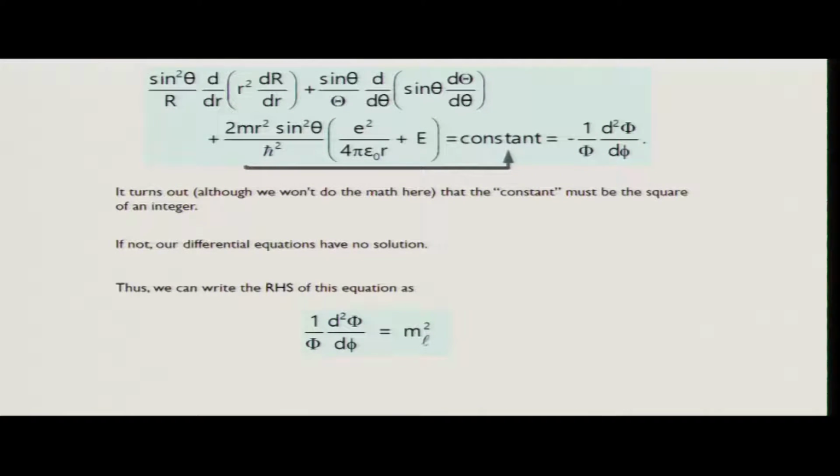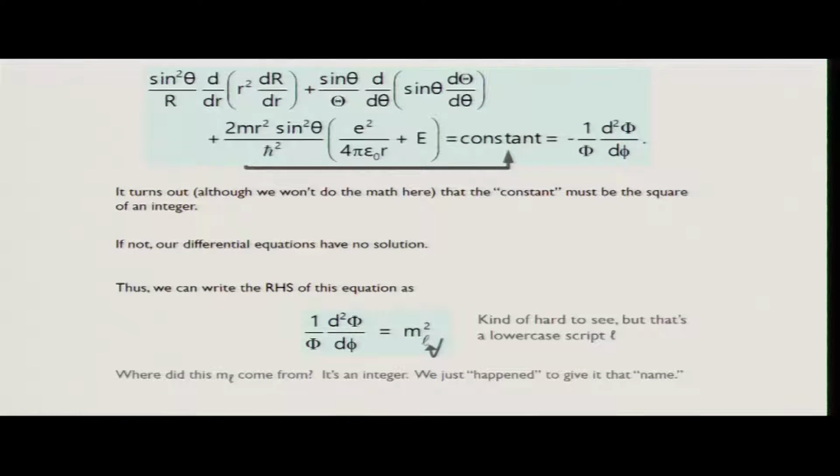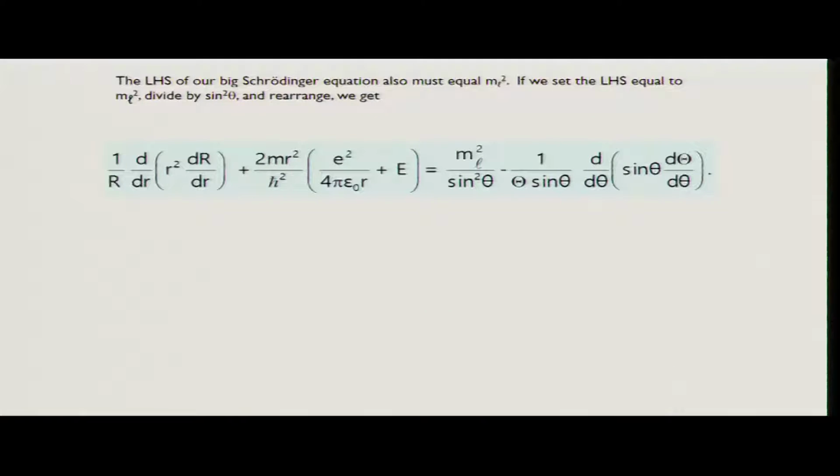It turns out that we will not do the math here, but the constant has to be a square of an integer. If not, our differential equations have no solution, and we already know that the right hand side of the equation can therefore be written simply as a part which is equivalent to the square of a constant. I am highlighting the fact that the m actually depends on L, with the lower subscript. So, where did this m sub L come from? It is an integer and we just happen to give it that name.